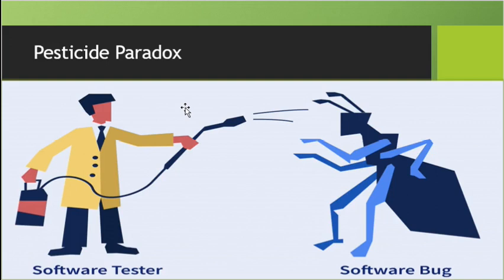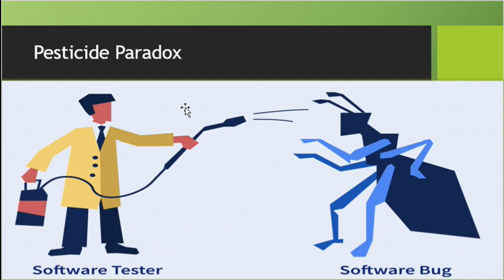Fifth principle is pesticide paradox. This principle states that when we execute the same test cases again and again over a particular time, then these test cases will not be able to find any new bugs in a software or application. For example, if we are not able to find any bugs in a set of test cases, and we keep testing the same set of test cases again and again.